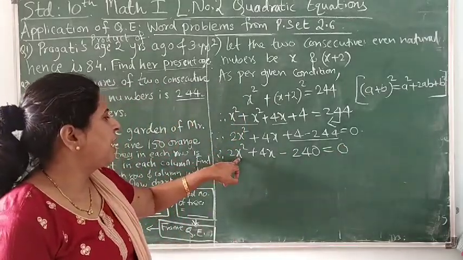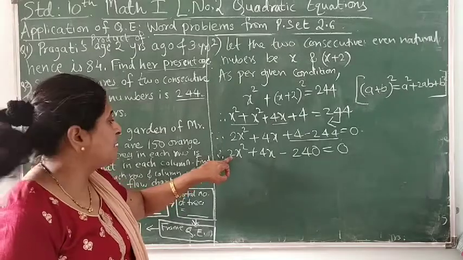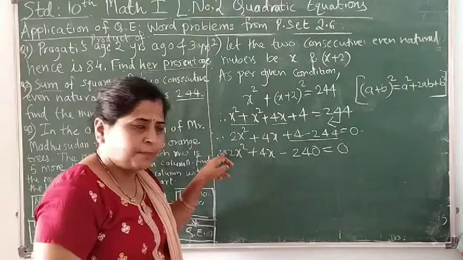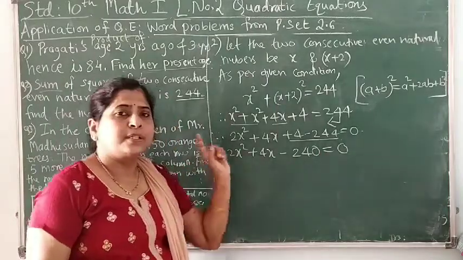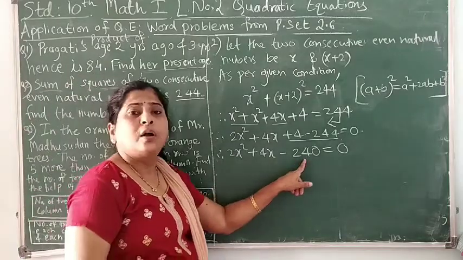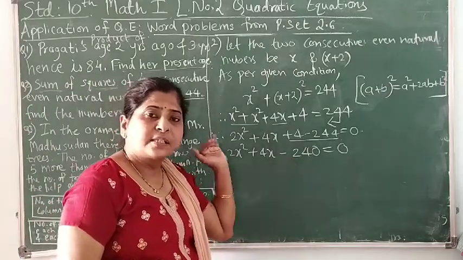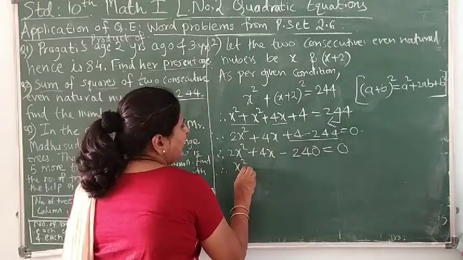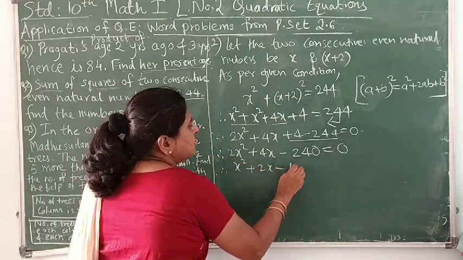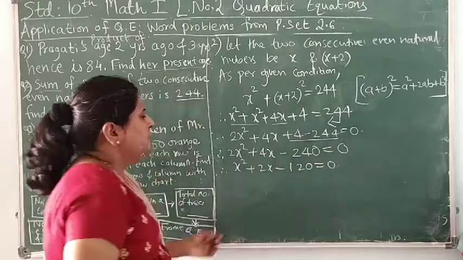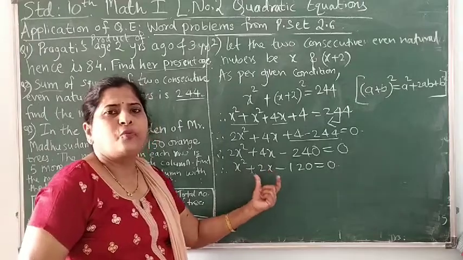But if you observe, here the coefficient of x square is 2. Try to divide by this number if possible to each term. Is it possible? This is divisible by 2. Here, yes, divisible. This is also divisible by 2. So let's divide the whole equation by 2. You will get x square plus 2x minus 120, and 0 divided by 2 is going to be 0. So make it simpler and now factorize.